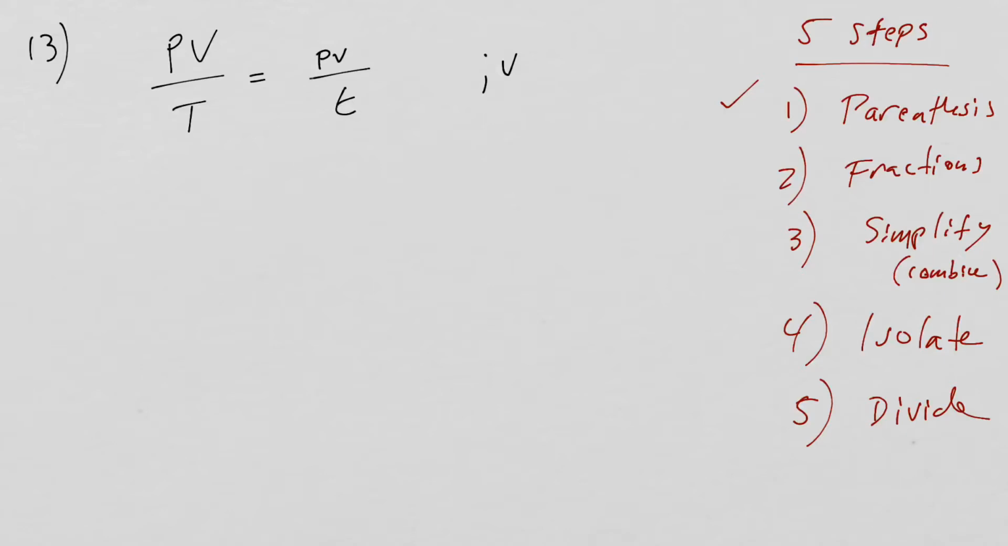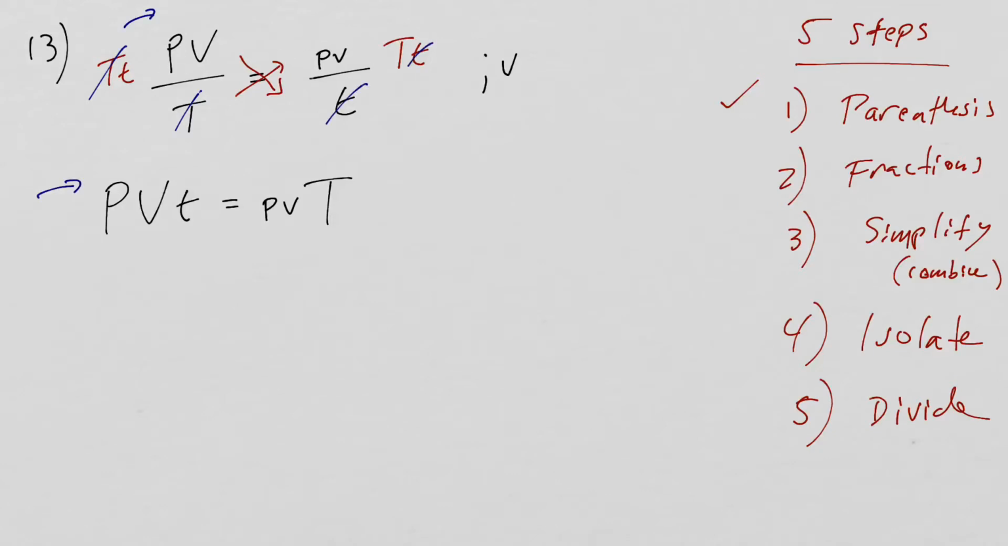Okay, there's no parentheses, so we skip that step. There are fractions. I'm going to clear the fractions. There's 2 ways to think about clearing the fractions. One way is to, when one fraction equals another fraction, you simply cross multiply. And you're going to get PVT is equal to PVT. The other way to think of it is to multiply by the common denominator, which is TT. And then you cancel, and when you multiply this, you get this side. And you cancel, and when you multiply this side, you get this side over here. So either way you think about it, this will be your next line.